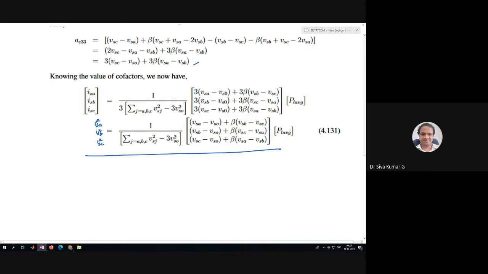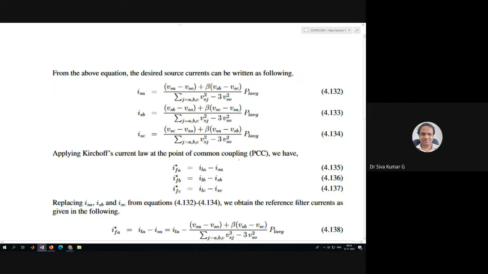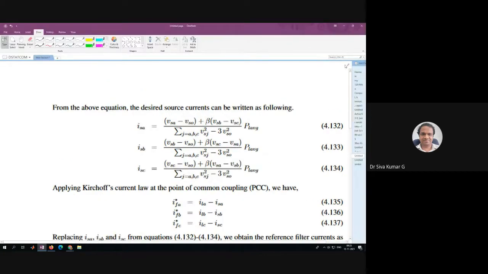Here we have to estimate the PL average. We know what exactly is required to estimate it. We know the PCC voltage and the desired power factor that you fix, that is tan phi by root 3, for the positive sequence. Now we get this equation 4.132, which you can extend.